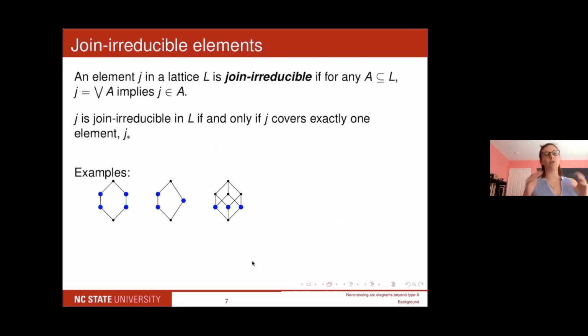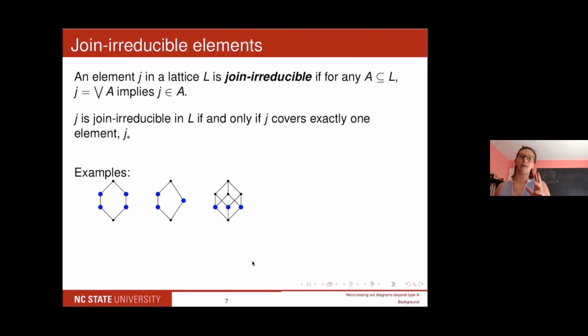And then join-irreducible elements in a lattice have a combinatorial definition, but they also have a nice eyeball idea. So J is join-irreducible in the lattice L if and only if it covers exactly one element. And the standard notation for that element that it covers is this J down star. And in our 3 examples of lattices from before, the blue highlighted dots are elements from which you can only go down one way. These are the join-irreducible elements in these lattices. So again, eyeballing stuff is really nice.